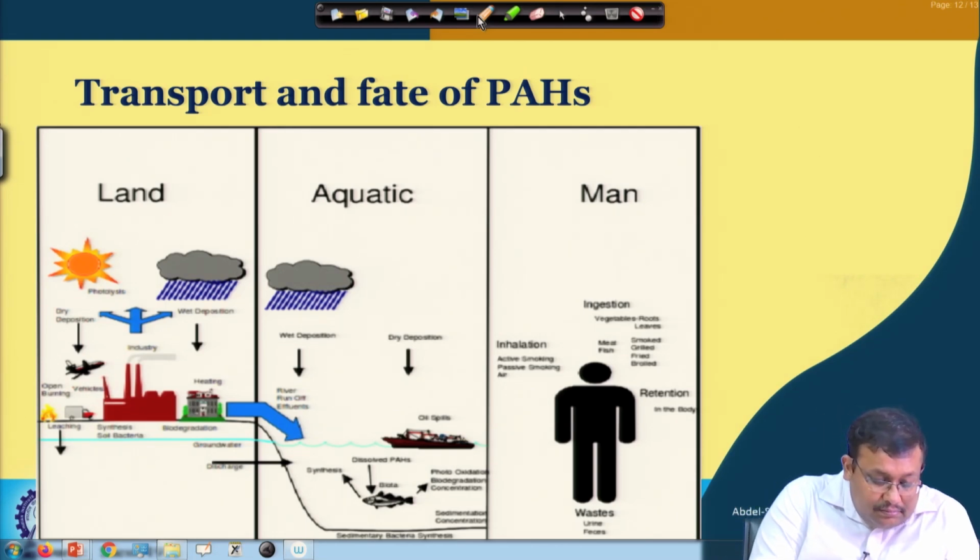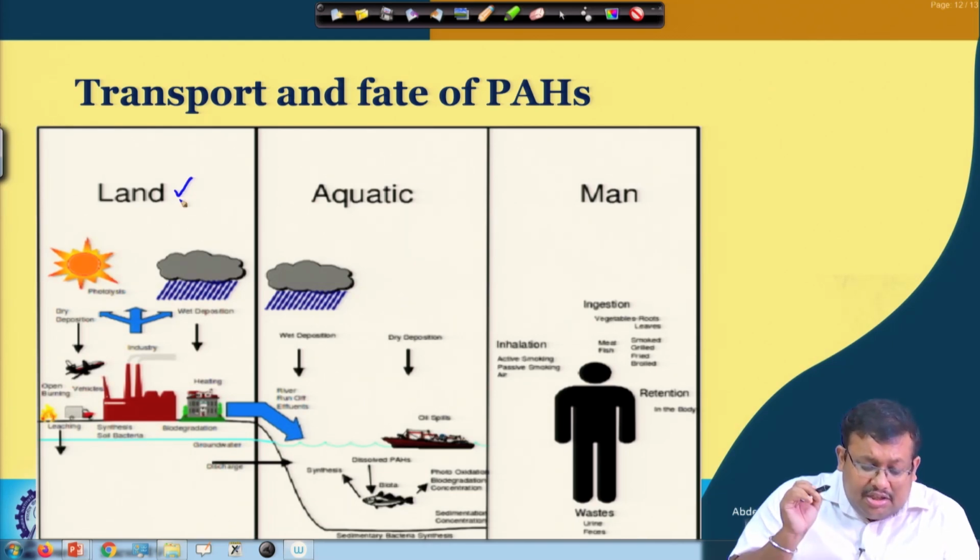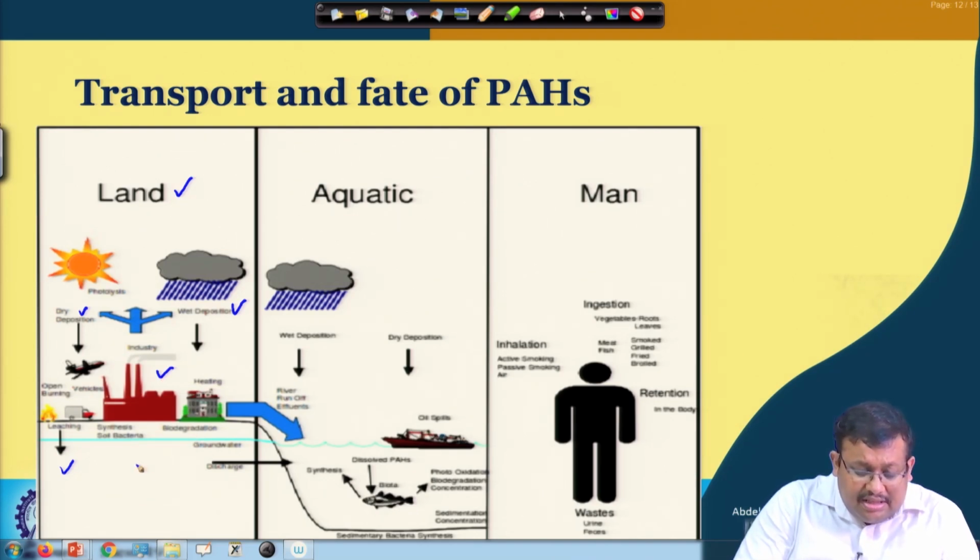You can see that there is open burning and also leaching from vehicles, in the case of land. If we first consider the land, the transport of these PAHs in the land system can occur through leaching, through dry deposition as you can see, and also through wet deposition, and from industrial emission, and also vehicular emissions. When they go to the soil they undergo different types of biodegradation and ultimately they reach the groundwater and ultimately they discharge into different water bodies.